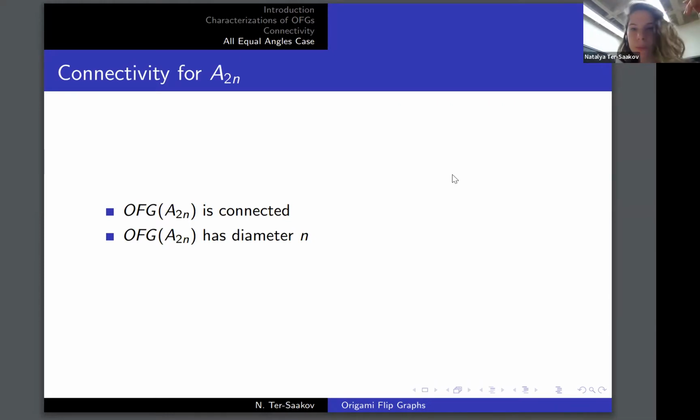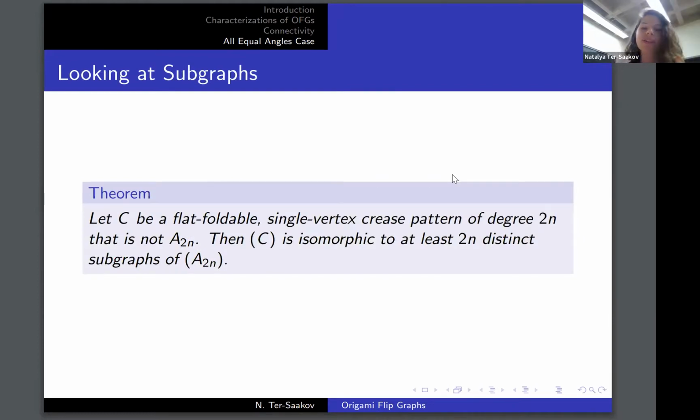And this is great, but it leaves the question of why we are interested in this all equal angles case so much. That's the bit that I'm excited about. The all equal angle case contains, as an induced subgraph, all of the smaller single vertex crease patterns. In fact, multiple times because of the way that we do this. So let me show you an example.